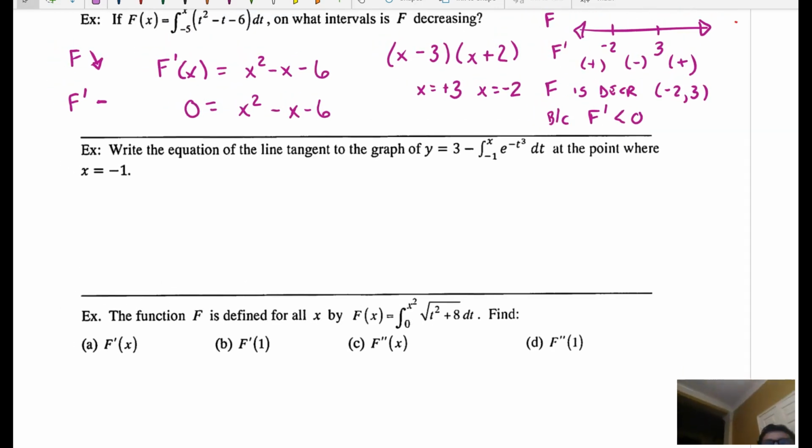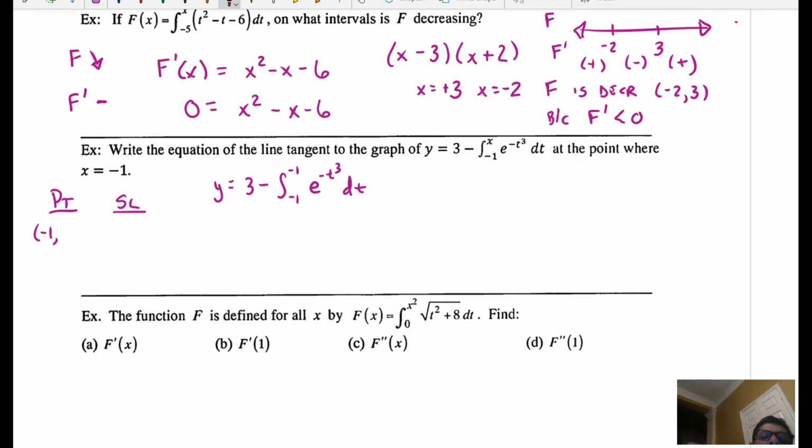Write the equation of line tangent. So for tangent line, point slope. The x-coordinate of the point is negative 1. To find the y, we're going to plug negative 1 in for x. Y equals 3 minus the integral from negative 1 to negative 1, e to the negative t cubed dt. When the upper limit and the lower limit are the same for an integral, then that integral has a value of 0, so this becomes 3 minus 0, which the y value then is 3.